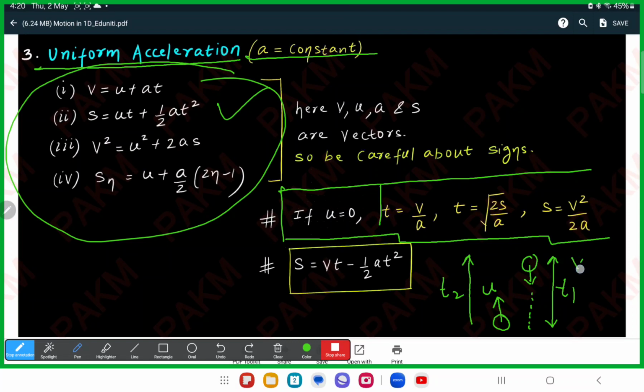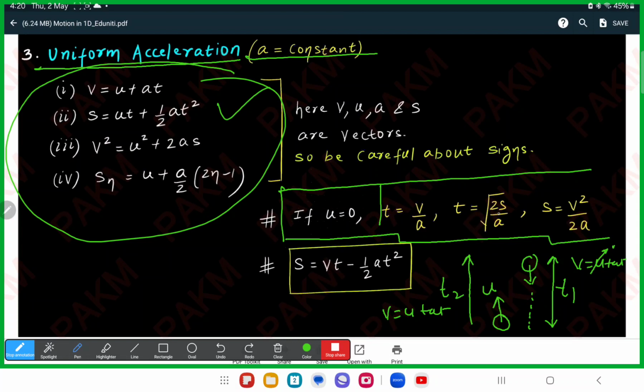Which equation will we use? v is equal to u plus at. Since u is 0, we can say v upon a is equal to t. This is called the time period, that is t1. Similarly here, once you keep v is equal to u plus at with final velocity 0, once again we can get the same expression.